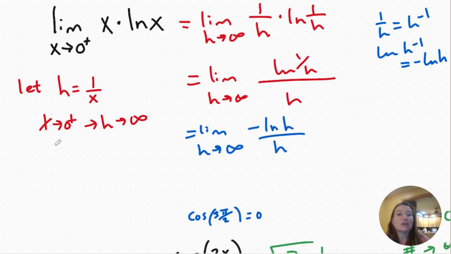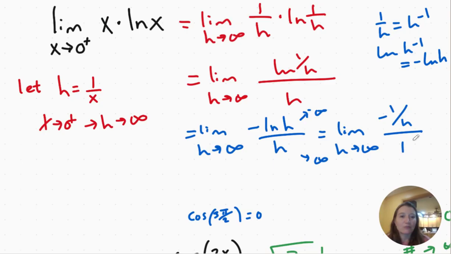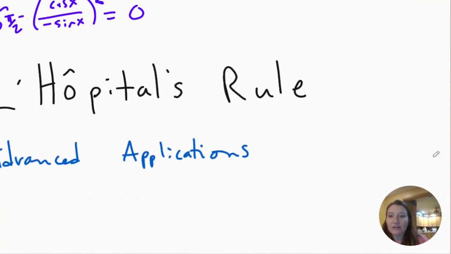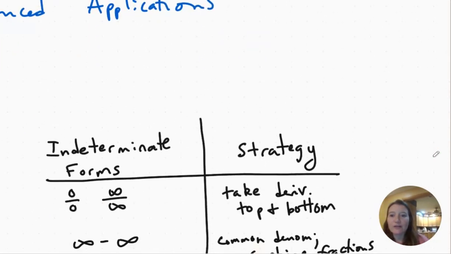And this is very clearly a L'Hopital situation. That goes to negative infinity, this one goes to positive infinity, and I get the limit as h goes to infinity of negative 1 over h over 1, which gives me 0. Sweet, right? I'm going to succinctly collect all of these for you right down here in all of our indeterminate forms.